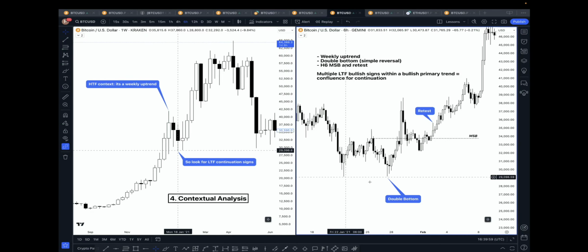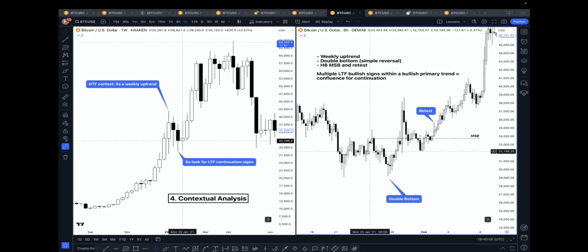Some things you spot here. A double bottom, which is this simple reversal. So we're in a weekly uptrend. We have a low time frame simple reversal. We then have a market structure break here, right? Where it's trending down, breaks higher, holds, tries to go lower, gets back above, and retests. So it breaks market structure, successfully retests, and is starting to move up.